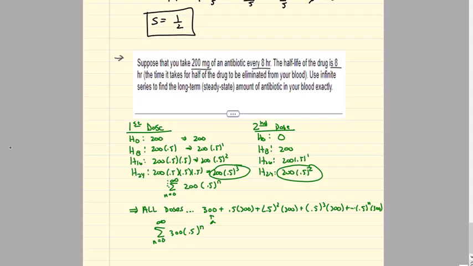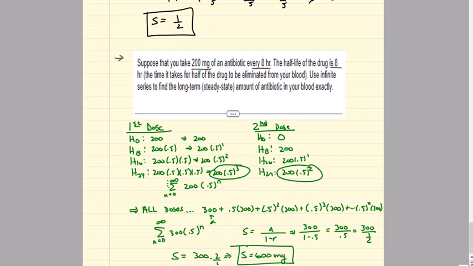So from here, I should be able to put this into the form a over 1 minus r, since I have a geometric series here. So in this particular case, my sum is a over 1 minus r. A is 300, 1 minus r is 0.5. So I get 300 over 0.5, which is 300 over 1/2. When you divide by a fraction, you multiply by the reciprocal. The reciprocal of 1/2 is 2 over 1. So I get S is equal to 600 milligrams is the steady state, meaning I build that up into my blood, and then that's the maximum amount if I keep taking my medication as prescribed.